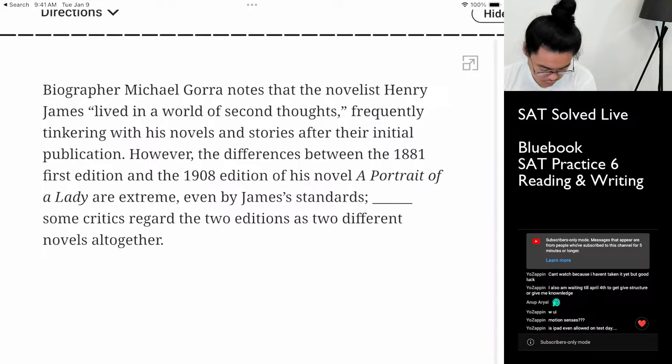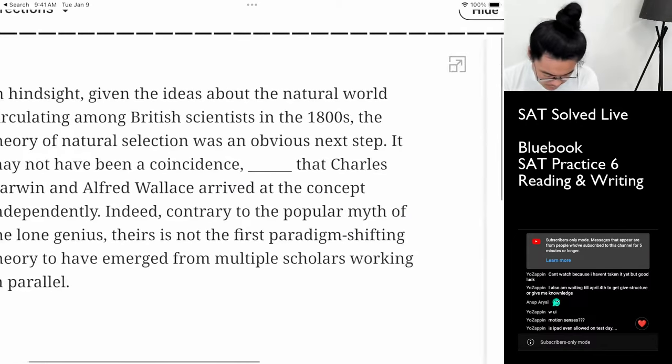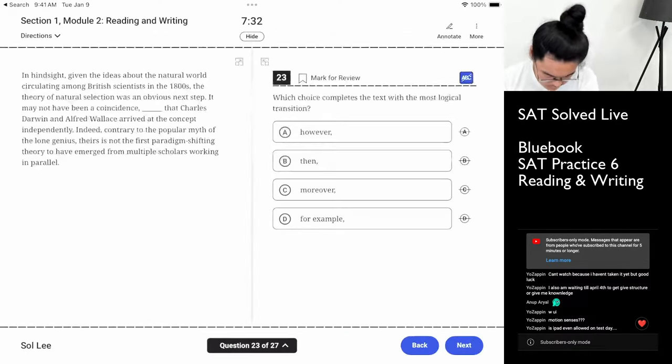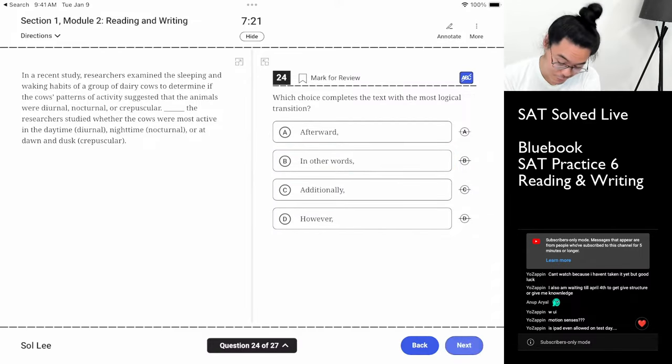Here we go. However, the differences between the two evidences are extreme, even by James' standards. In fact, everyone, two different novels. There we go. In hindsight, given the ideas, natural selection was obvious. Therefore, it may not have been a coincidence. Then makes sense. That's interesting. Then, in the sense of therefore, that's interesting. It's the first time that came out.